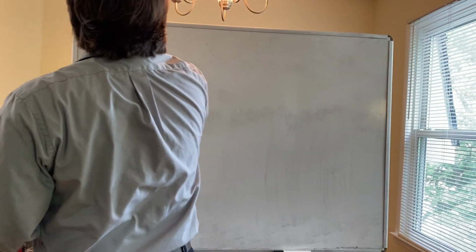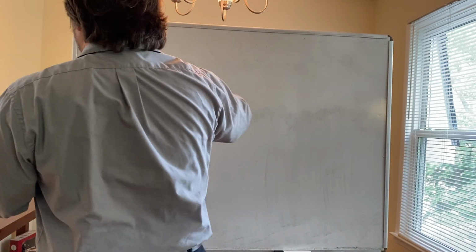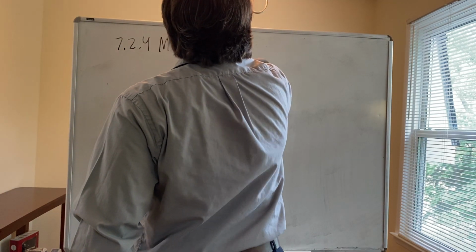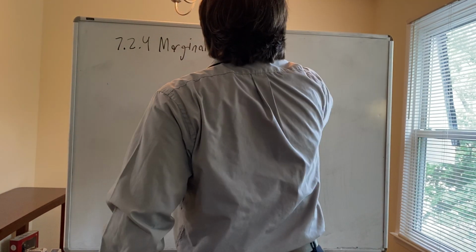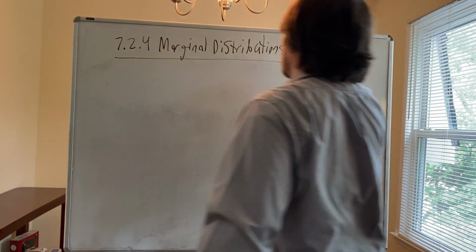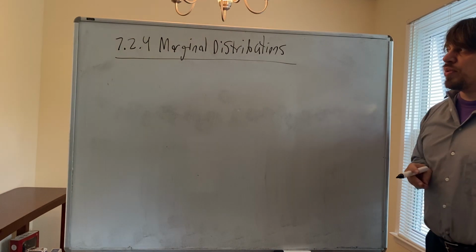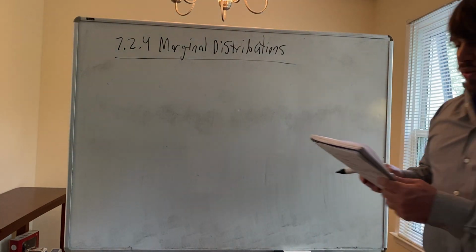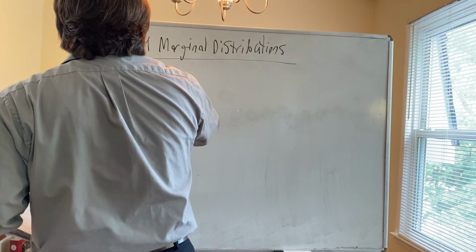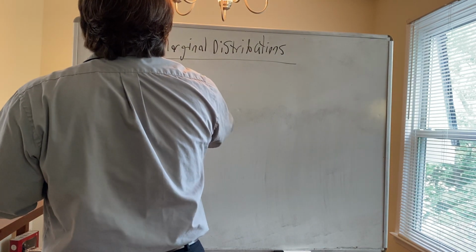Okay, so the next section is 7.2.4, and it's on marginal distributions. So, definition 7.4.